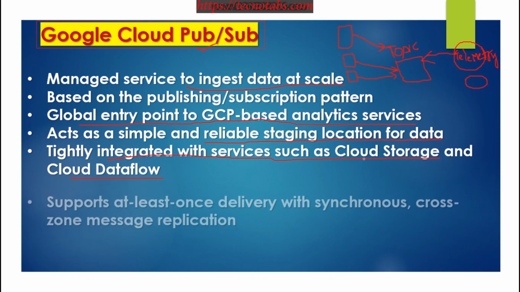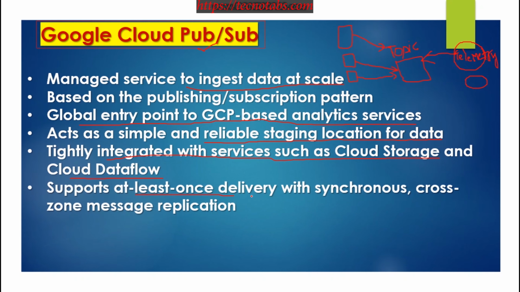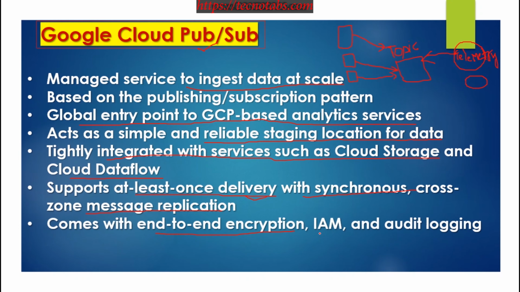All right, now it supports at least once delivery with synchronous and cross-zone message replication. What this means is you get a highly reliable delivery mechanism, and it also adds redundancy because of this cross-zone message replication. All right, it comes with end-to-end encryption, IAM, and audit logging. So all these mechanisms help you secure your data and also monitor the inbound data coming from PubSub. All right. So that's all about the PubSub model.